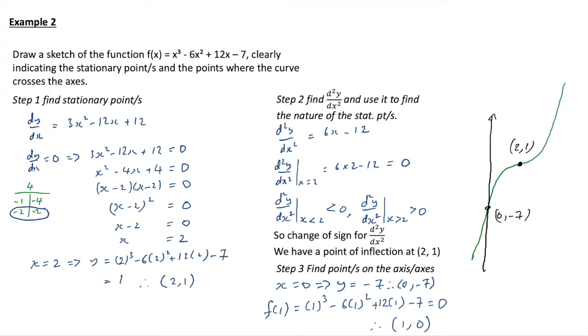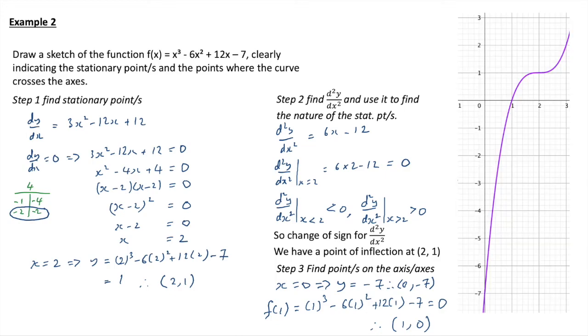So f of 1 is a good try, and in fact we can see that that gives us 1 cubed minus 6 times 1 squared plus 12 times 1 minus 7, which is indeed 0, and so we know that the point on the x-axis is going to be 1, 0, and we can put that point in and show the axis there. So that's an actual plot of it from GeoGebra, and we can see that our sketch wasn't too bad.